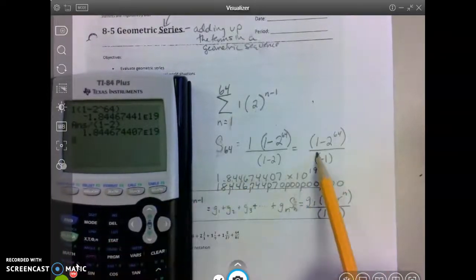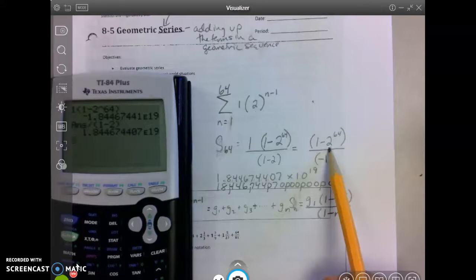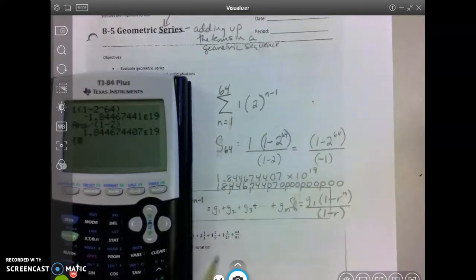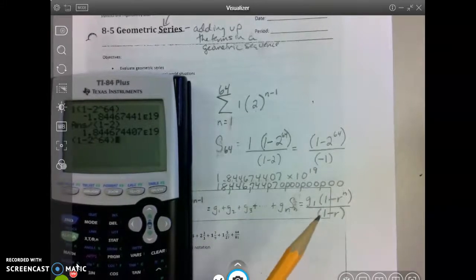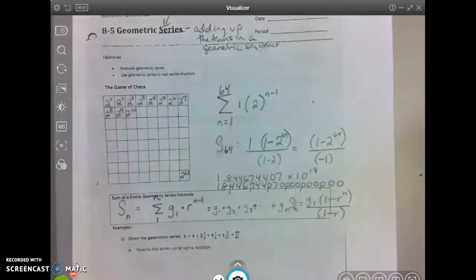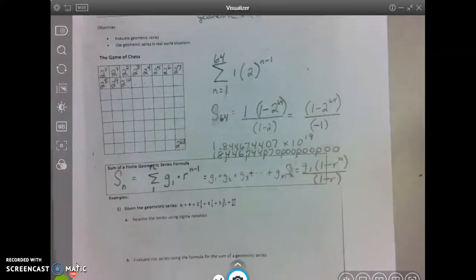Okay. If I had wanted to simplify it like this, I could have put in parentheses 1 minus 2 to the 64th divided by negative 1, and I still get the same answer. So I could have put it in either way. Let's go to my examples down here.